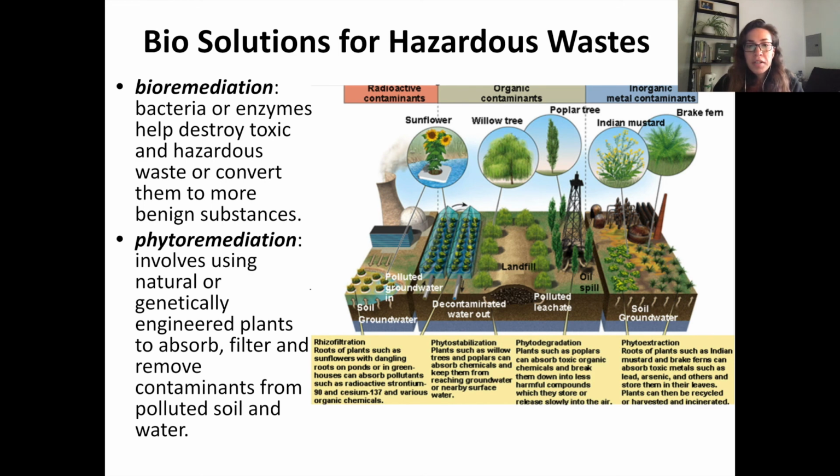There are more sustainable environmental ways that we can break down hazardous materials. Bioremediation involves the breeding of bacteria or algae or certain enzymes to help destroy toxic or hazardous wastes. So we're working on that. Phytoremediation involves using genetic plants to absorb or take up contaminants to essentially remove them from the environment and then put them into something that is more collectible or usable.